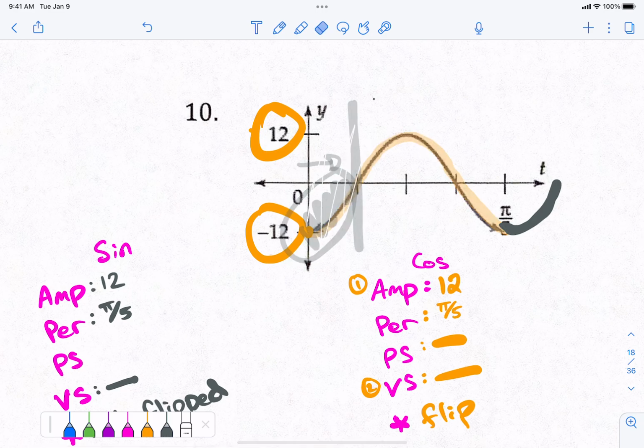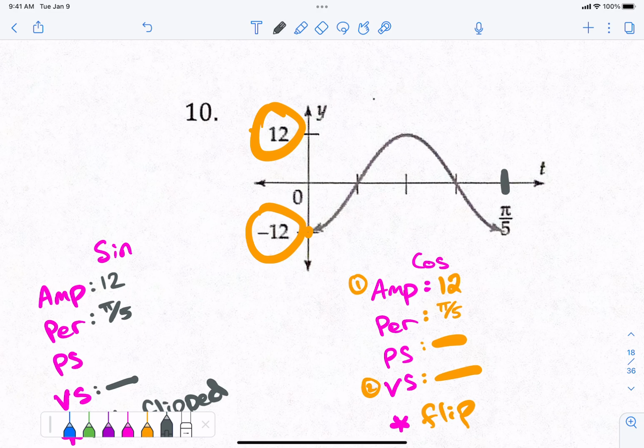And this is the hard part. If this guy is pi over 5, what is this guy? What's half of pi over 5? This guy is pi over 10. What's half of pi over 10? Pi over 20. So he is shifted how much to the right? Pi over 20. So my phase shift is a positive pi over 20. You see how we got that information? Okay, moving him over pi over 20.